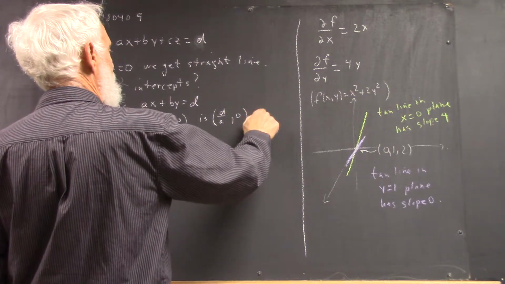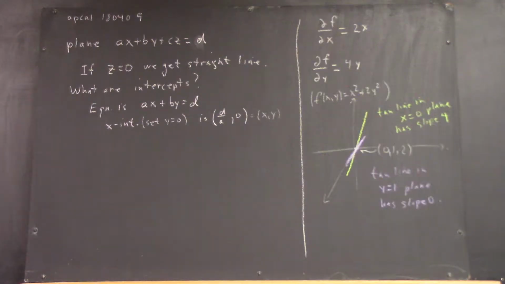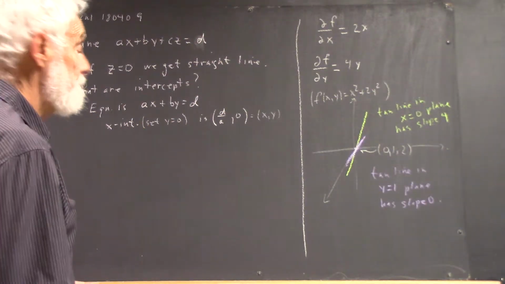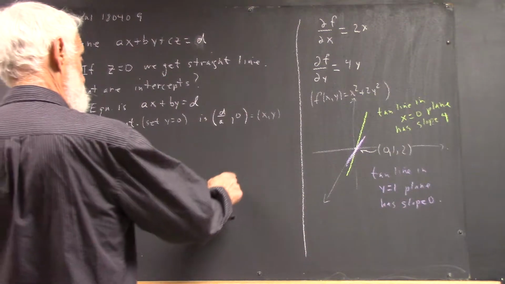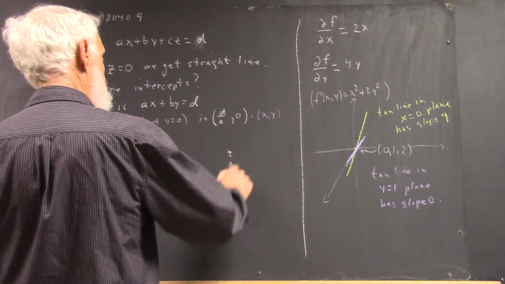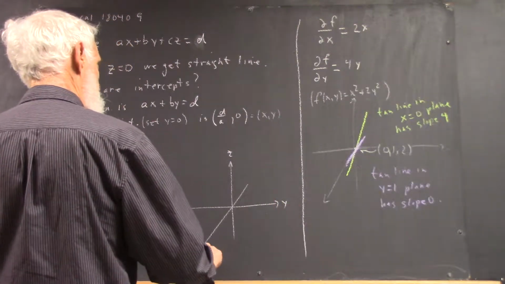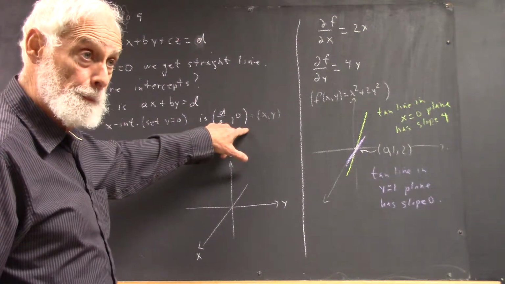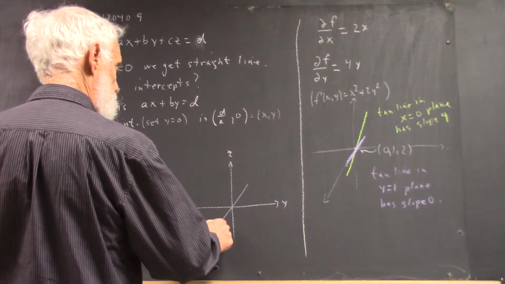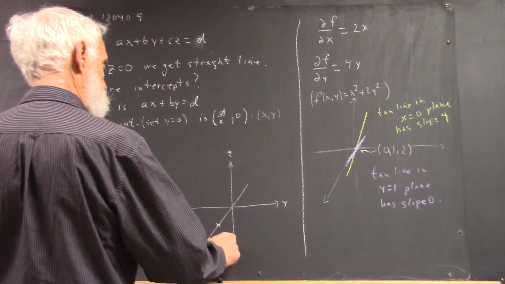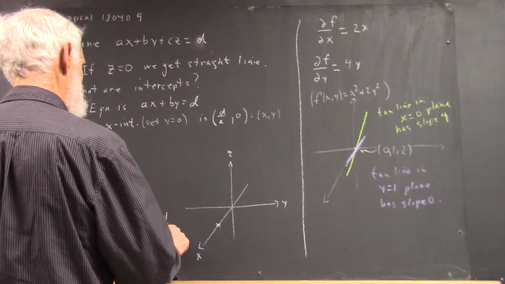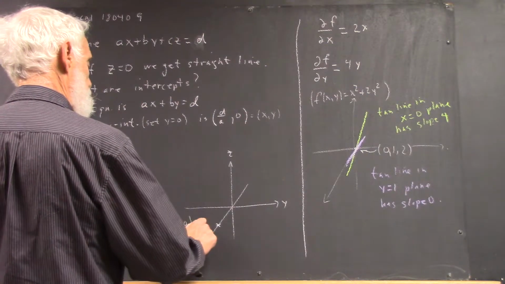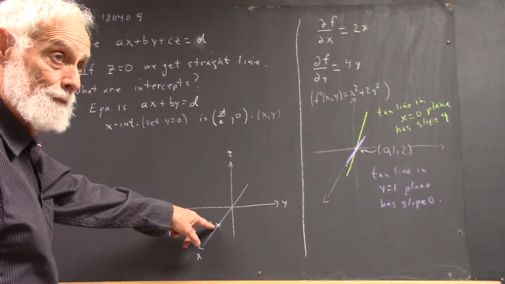I should have said those are the xy coordinates, right? Well, in 3 dimensions we've got 3 coordinates. What are the x, y, z coordinates at this point? Here's z, here's y, here's x. Z is 0, and the x and y coordinates are d over a and 0. So that means the point d over a, 0, 0 is here.